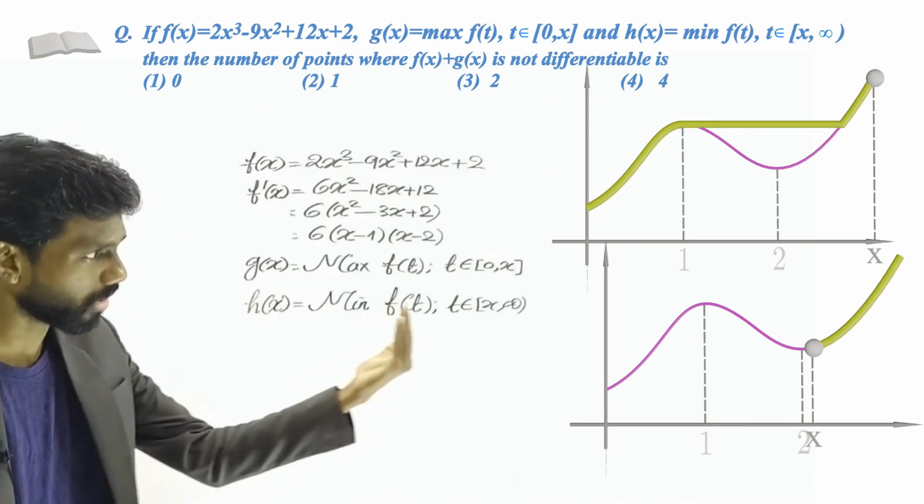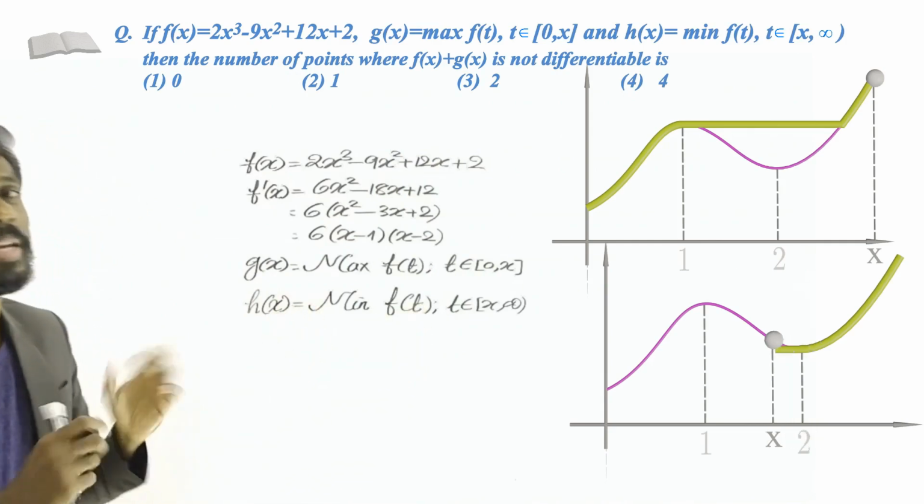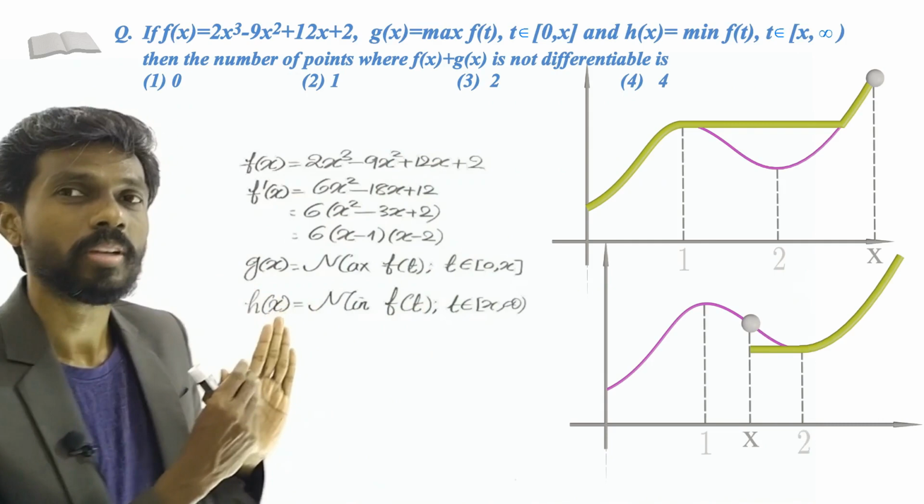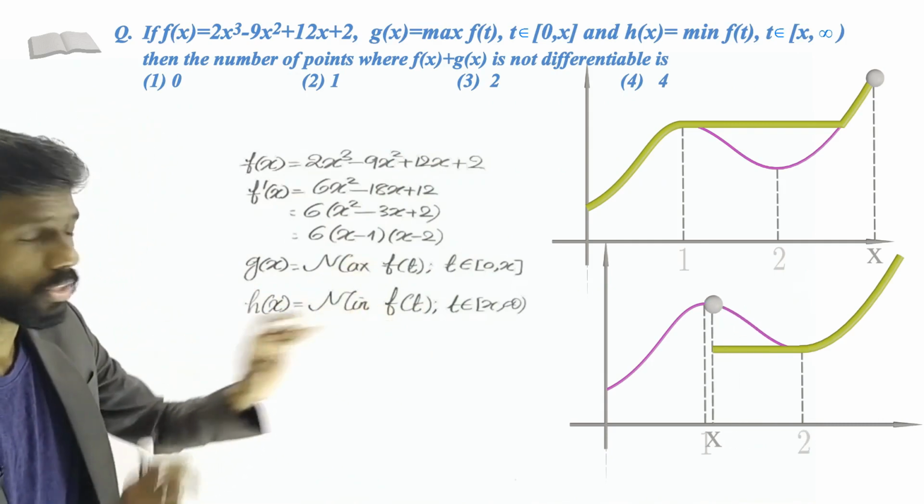Okay, now if you move to the left of this point 2, that means the minimum value is no more at the left end point, right? At x it is not the minimum value.